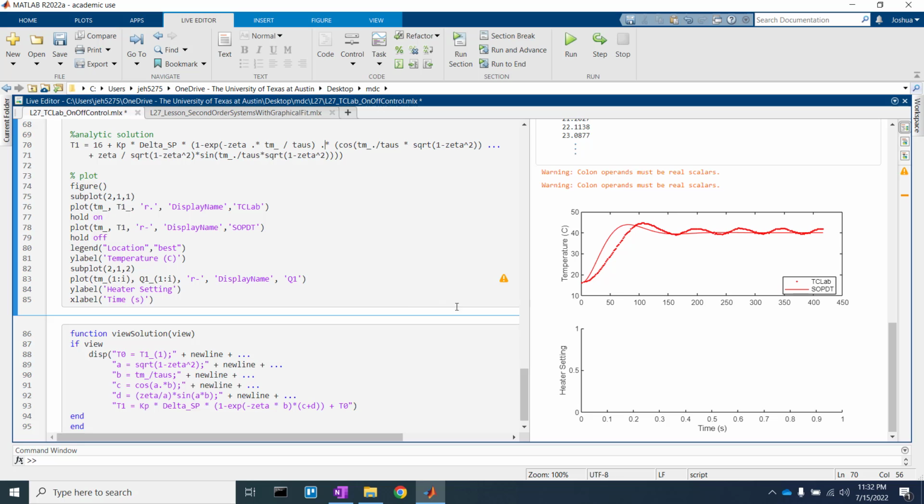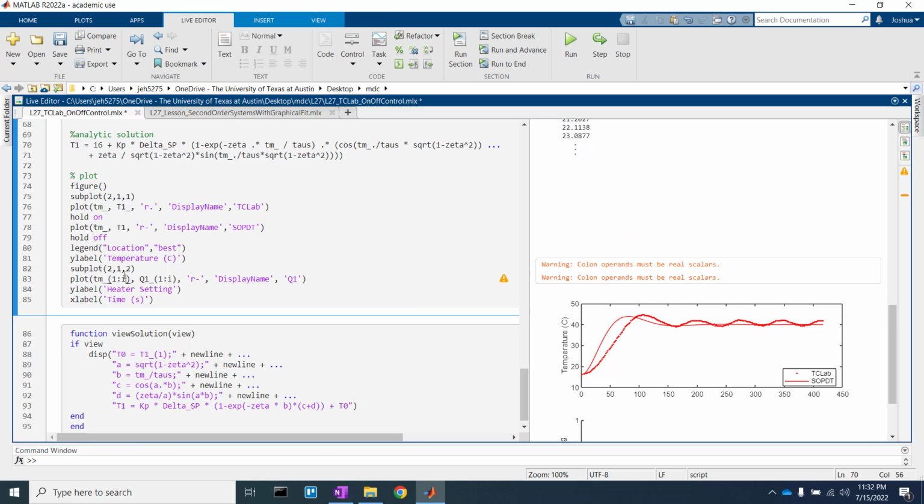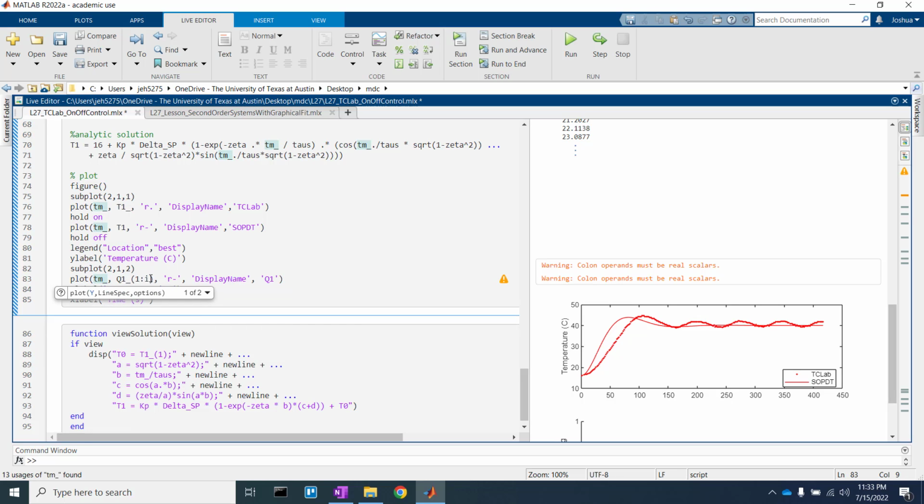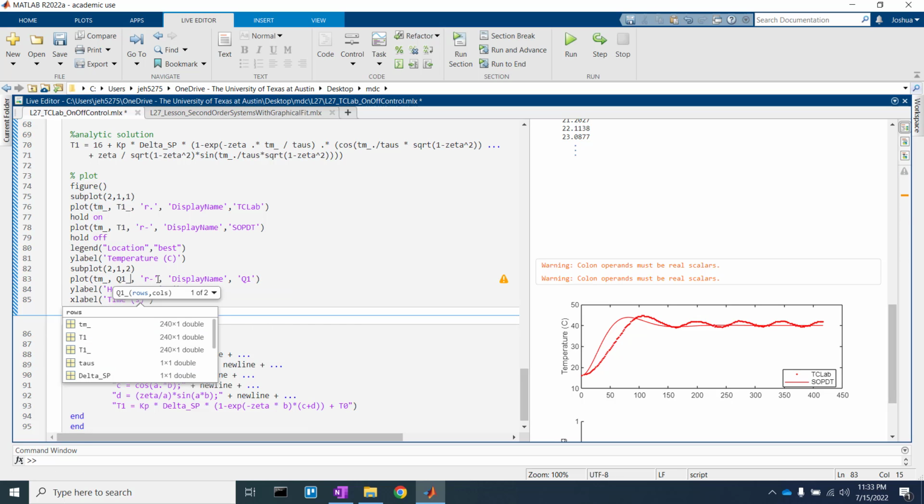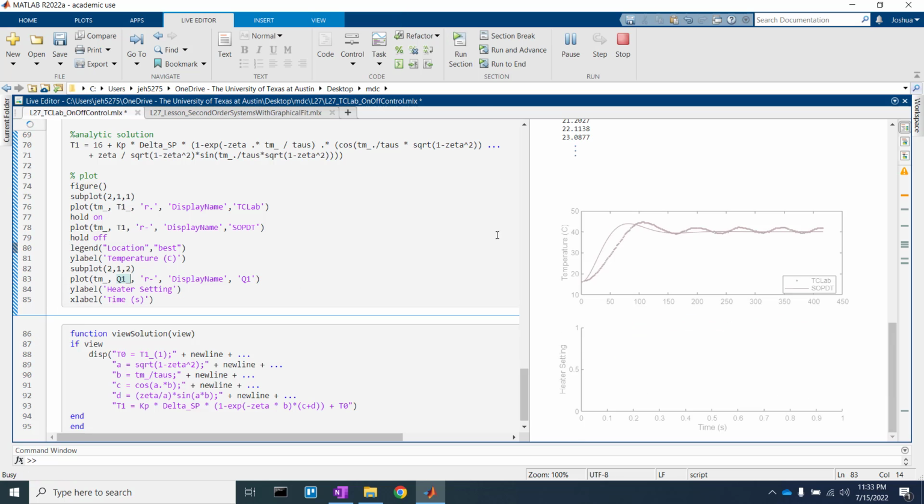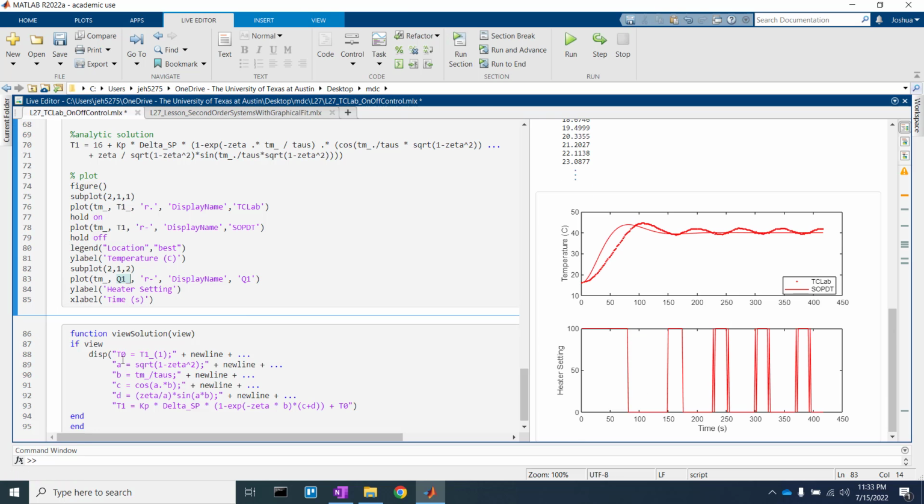So, colon operands must be real scalars. Oh, this is because this was copied from earlier where we were plotting it in real time. So instead, we're just going to do plot time and plot Q1. So see how we did compared to our original solution. They did T0 with just taking it from the measured temperature control lab data. So they found constants for all of these commonly used terms.